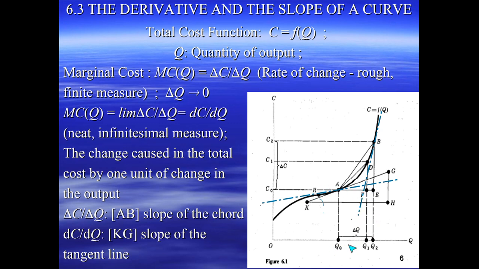And when Q augments from Q0 to Q2, the total cost also augments. Each unit of Q which we produce augments the total cost. There is no costless production. And when we match Q2 with the function, we find C2 as the image of Q2, which is the total cost of producing quantity Q2. This is the point B. So if we join the initial equilibrium A with the final equilibrium B, we obtain this chord.